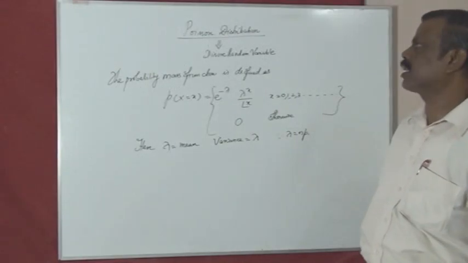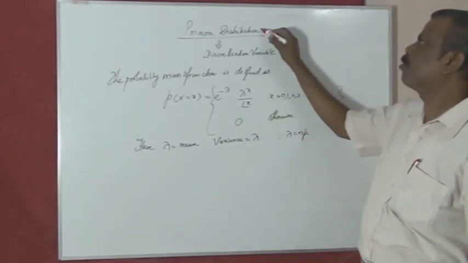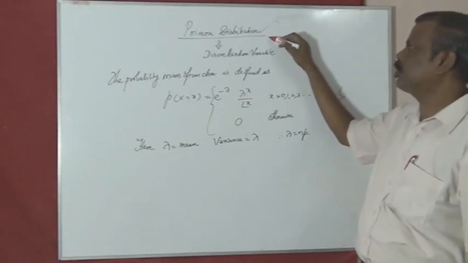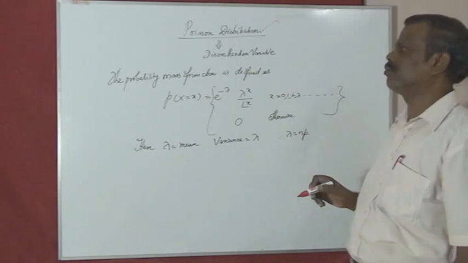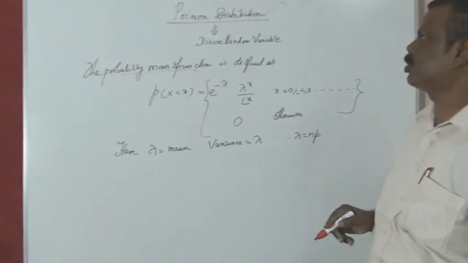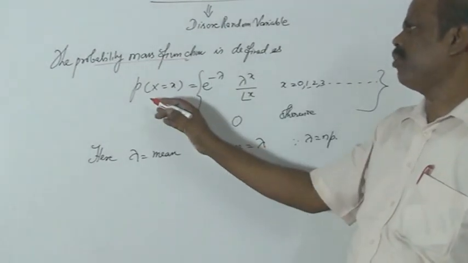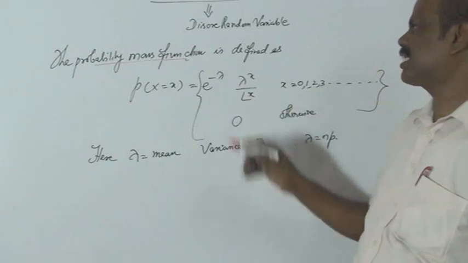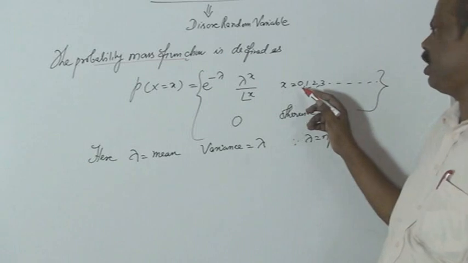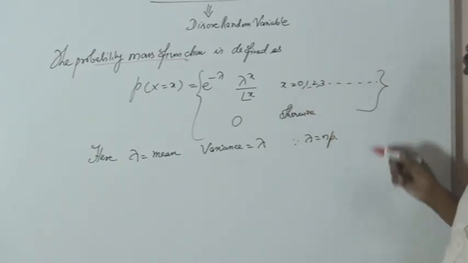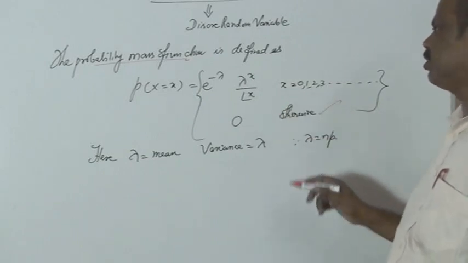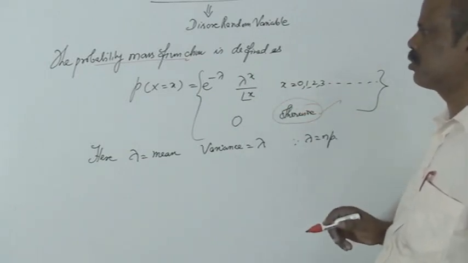Now we will move on to another important distribution, that is Poisson distribution. So this is the second distribution. Now this Poisson distribution is based on the discrete random variable. The probability mass function of this Poisson distribution is defined as P of x is equal to e power minus lambda, lambda power x by factorial x, where x takes the values 0, 1, 2, 3, and so on, and 0 otherwise. So the function is not defined when x takes negative values.